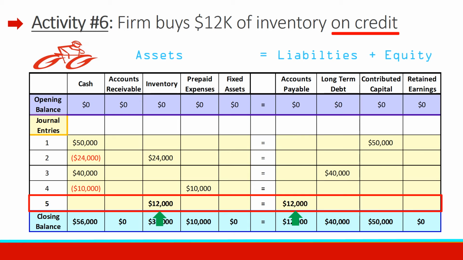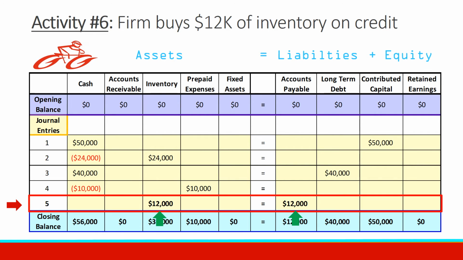As our next activity, the firm is going to be buying $12,000 of inventory on credit. So what does that term on credit mean? What it means is the firm is not presently paying cash for the inventory. What it is doing is promising to pay for that inventory at some point in the future. So the firm that's selling the inventory, generally called a vendor or a supplier, is providing credit to Boston Bikes.